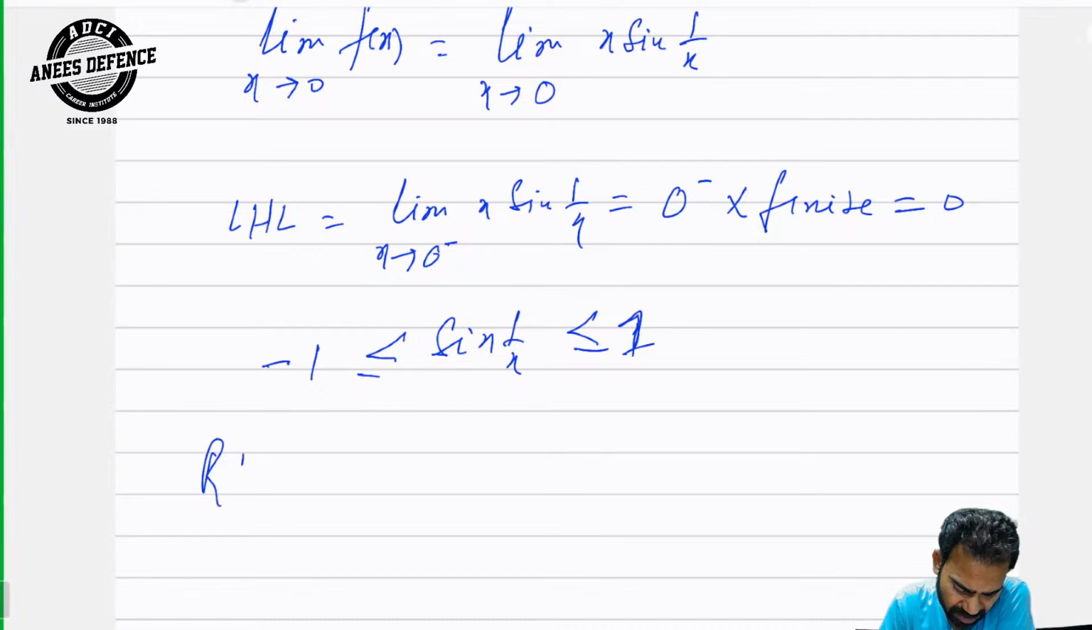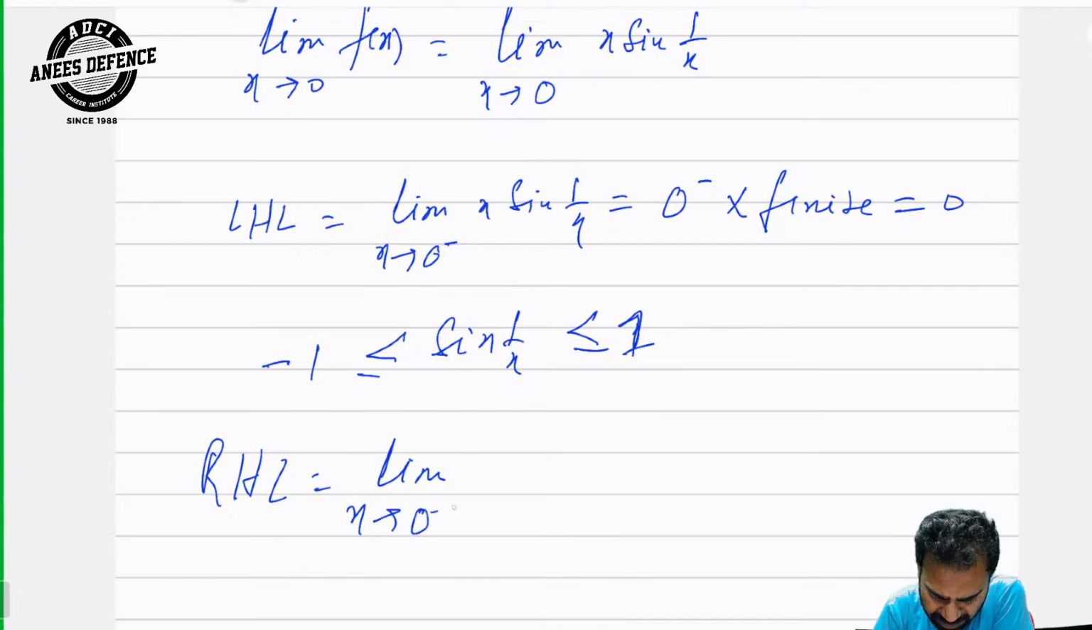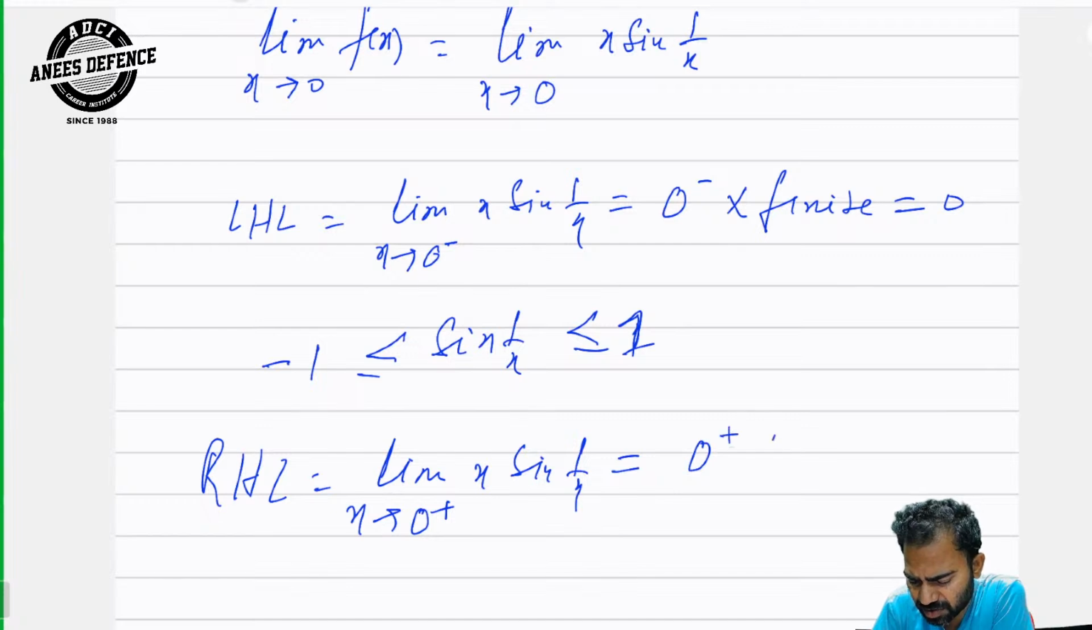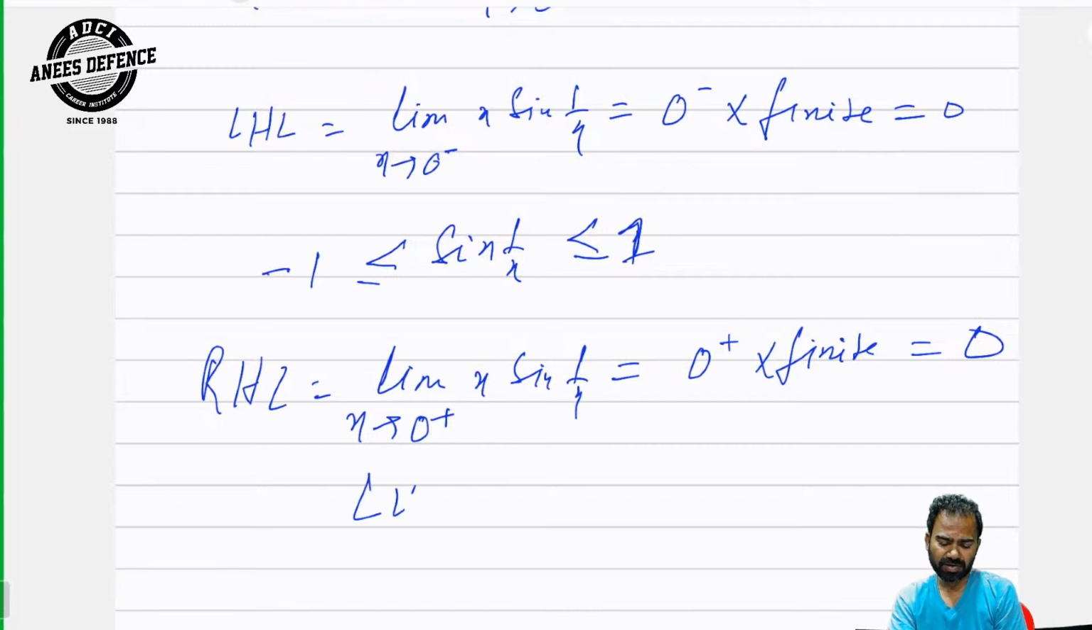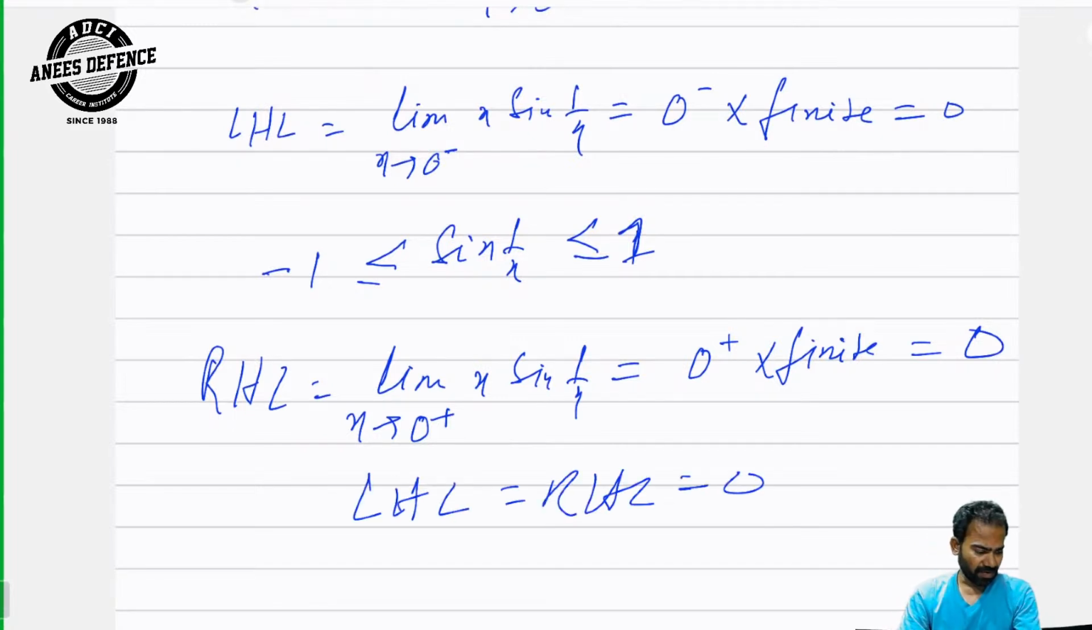Now RHL. Limit x tends to 0 plus. The same case arises here, 0 into finite, in the second case also. LHL equals RHL, and the value is 0. Option B is the correct answer. Write it. Hurry up.